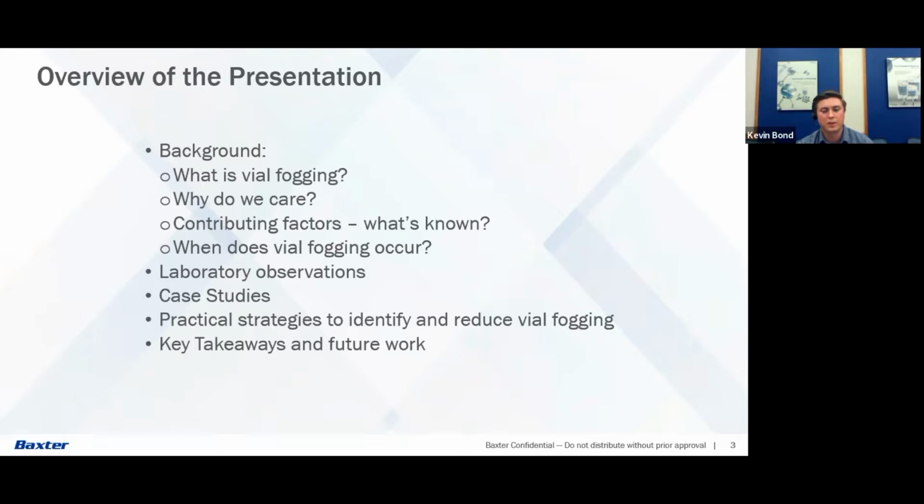These laboratory observations and case studies provide us with some practical ways to limit the impact of vial fogging to development programs and ultimately to your commercial drug products. We'll wrap up our discussion today reviewing key takeaways from our observations, and also by emphasizing the need for future research work to determine root causes and mechanisms of action for vial fogging.